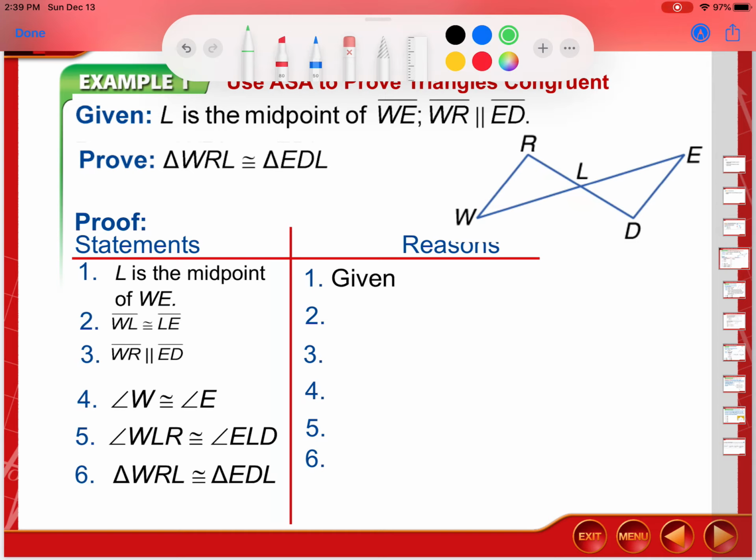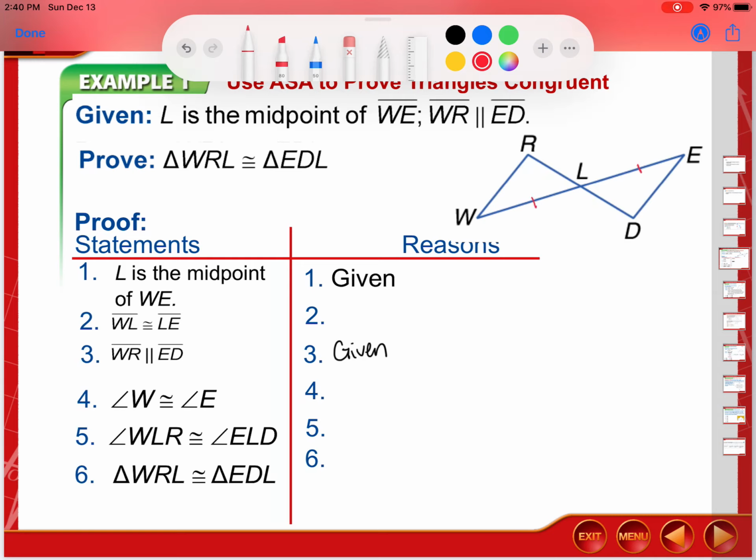So first things first, what we know right off the bat, we know L is the midpoint of WE, and we know WR is parallel to ED. So right away, first thing I want to do, I see WR is parallel to ED down here, so I just want to write given and get that out of the way. So now, as we continue on through this proof where they have given us all the statements, we just have to come up with the reasons.